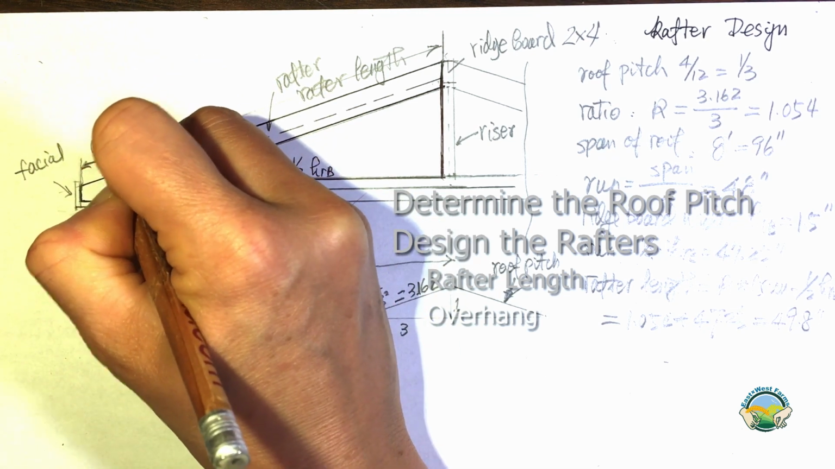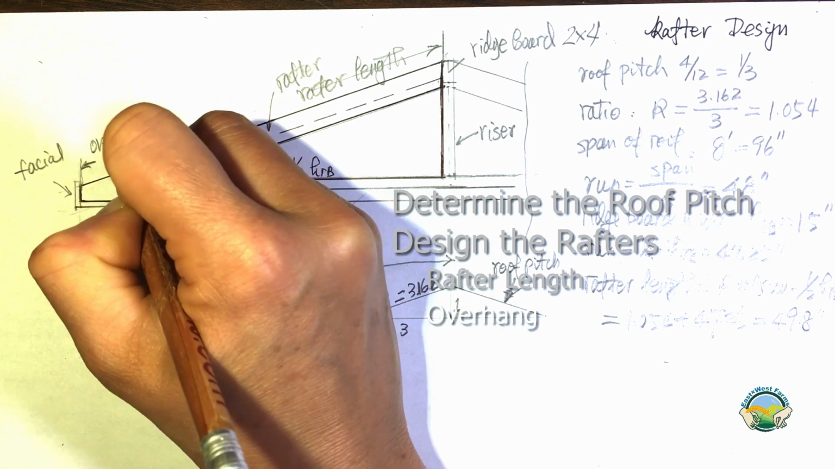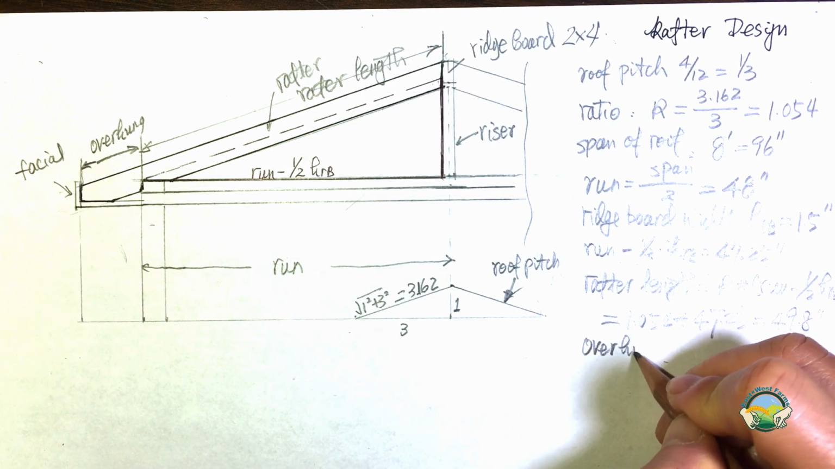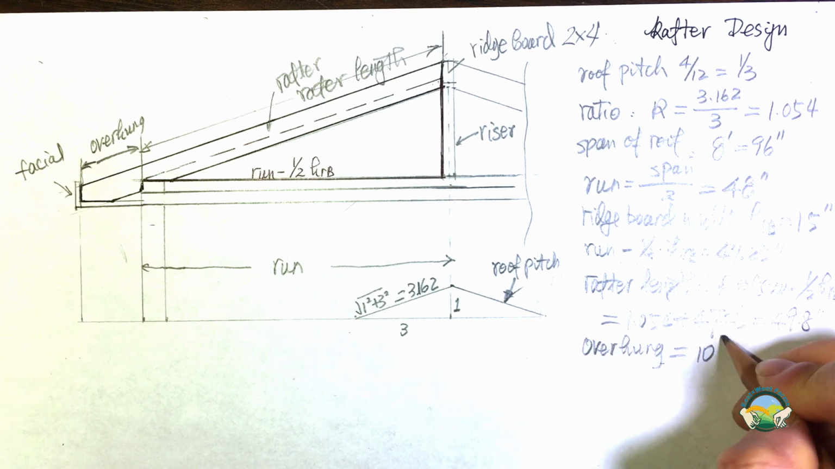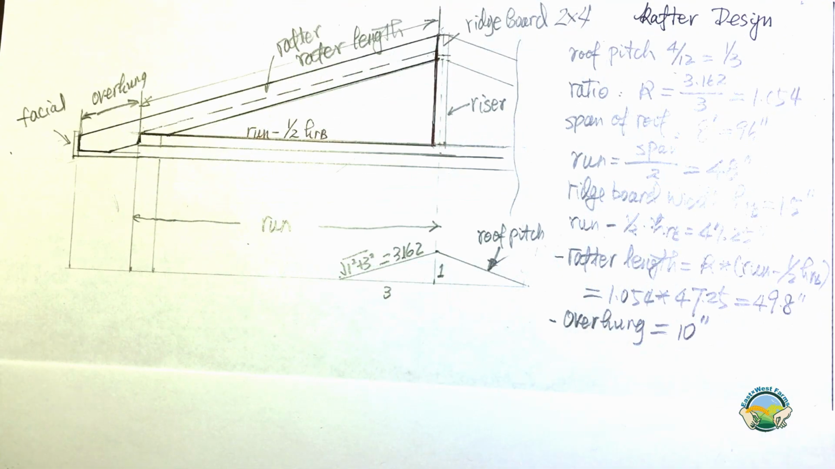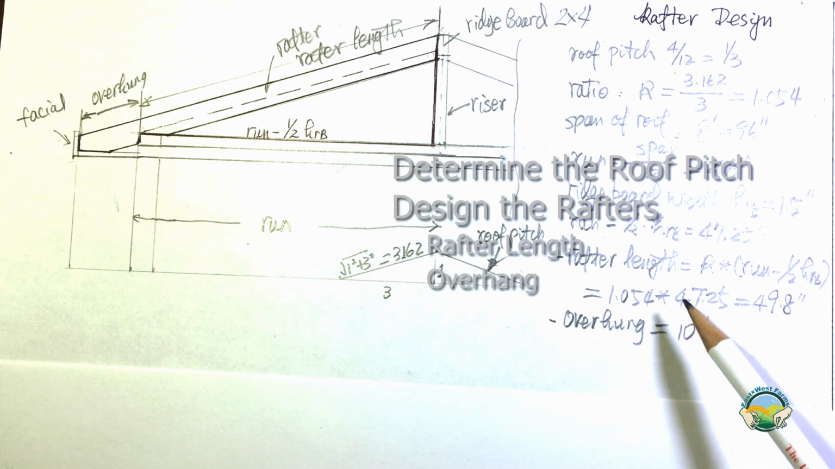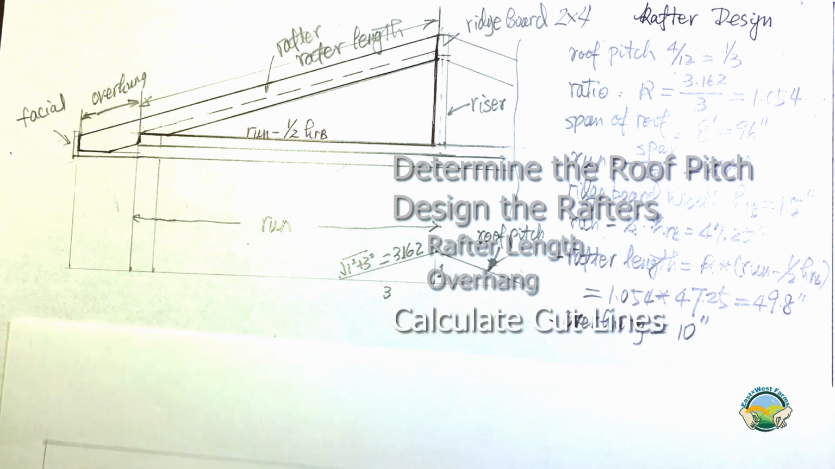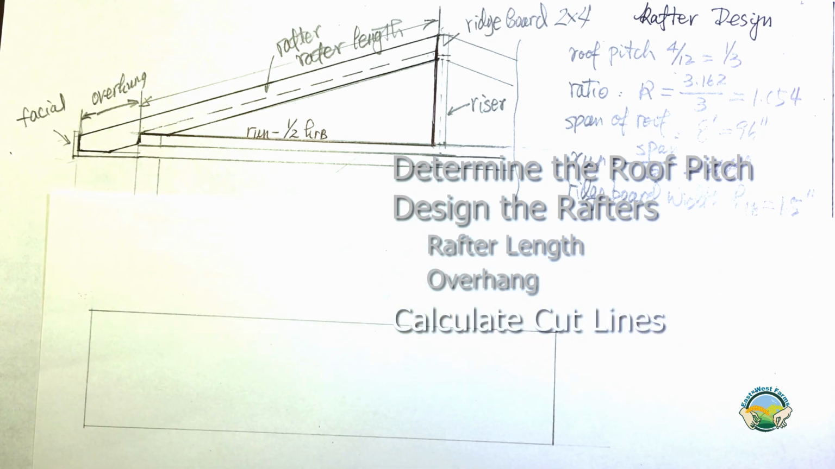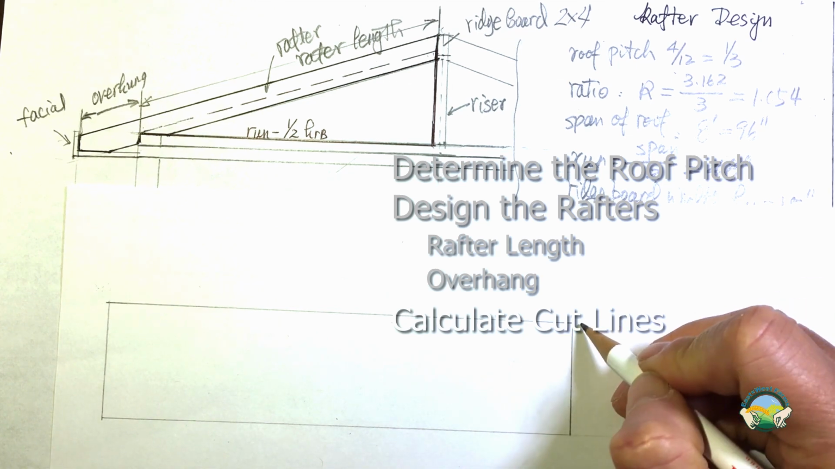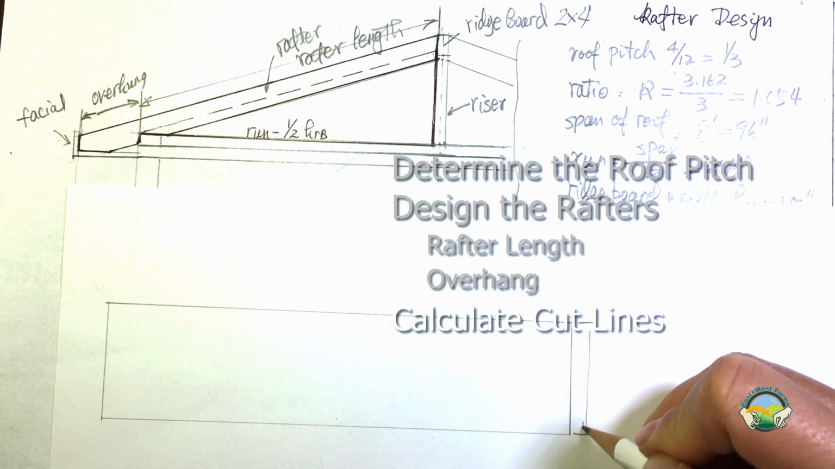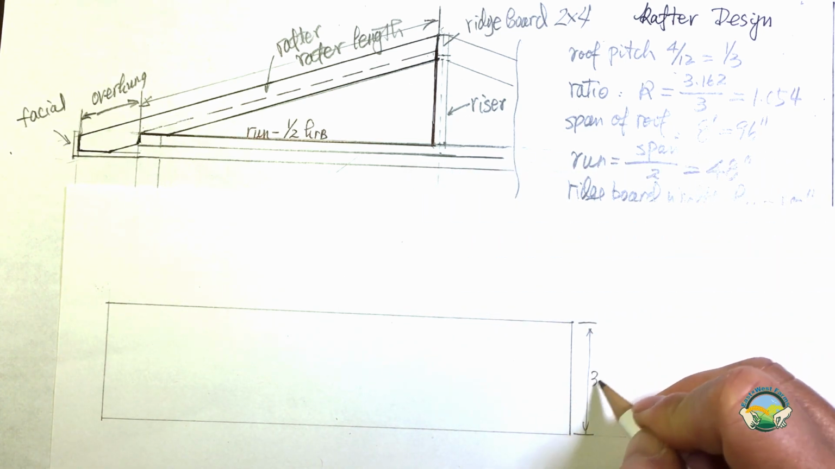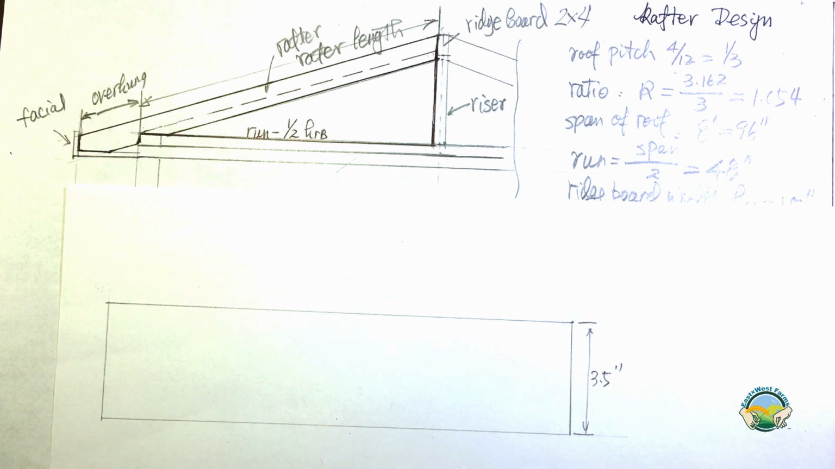So this is the overhang of your rafter. Let's say, just to make it easy, we will make that 10 inches. Now that we calculated the rafter length and the overhang, we can start to work on the 2x4 to draw the lines for the cut. Since this is a 2x4, this dimension is the large dimension corresponding to the 4, so the actual dimension is 3.5 inches.